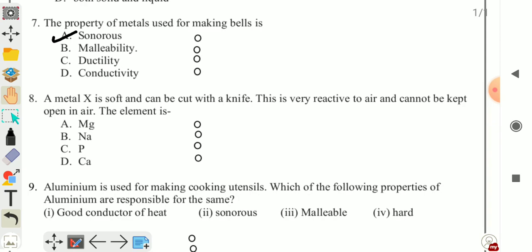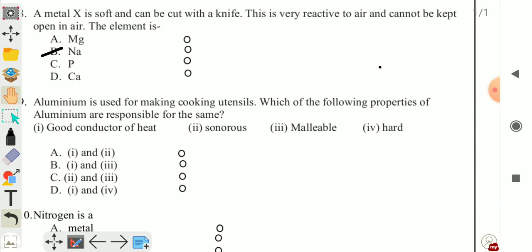Question number 8. A metal X is soft and can be cut with a knife. This is very reactive to air and can't be kept open in air. The element is. You have to find out this metal. A. Magnesium, B. Sodium, C. Phosphorus, and D. Calcium. So correct answer will be sodium, B.